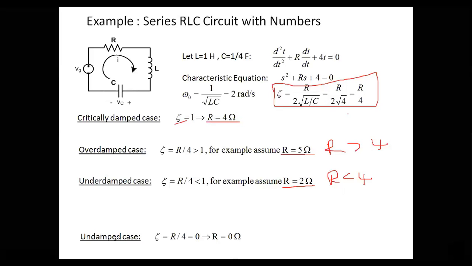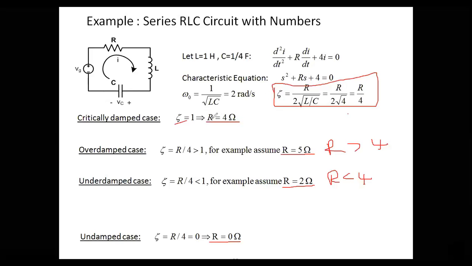Then for the undamped case, zeta has to be equal to 0. So if zeta is equal to 0, r over 4 must be equal to 0. If you cross multiply, r will be equal to 4 times 0, so r will just be equal to 0. These are the 4 cases we consider, and you can see we have 4 different r's. So the next thing we do is put the 4 different r's into the equation.